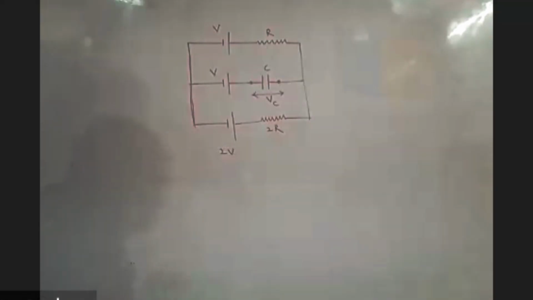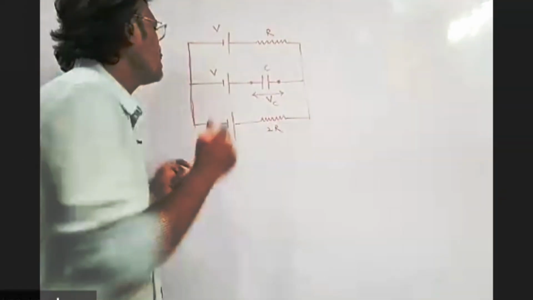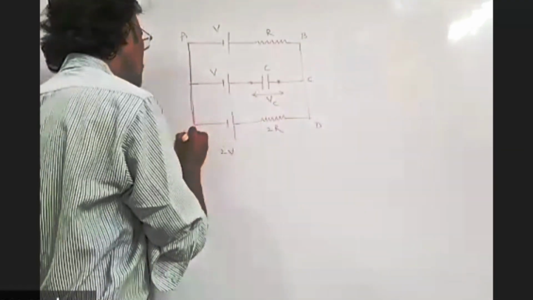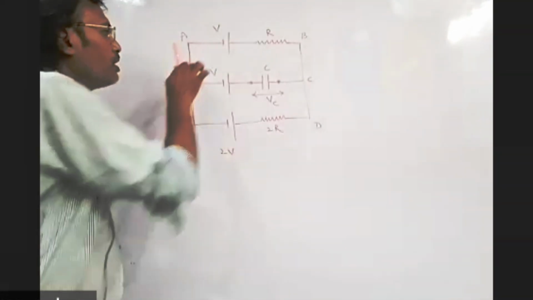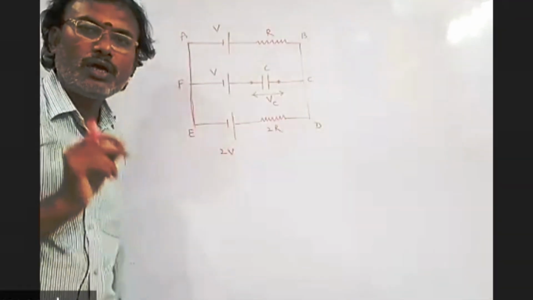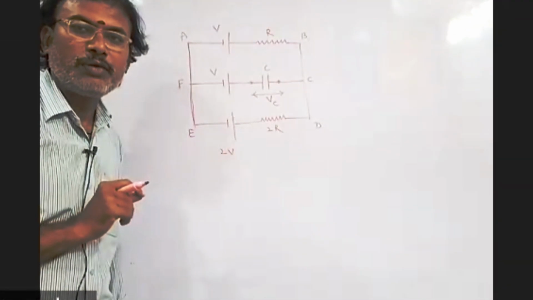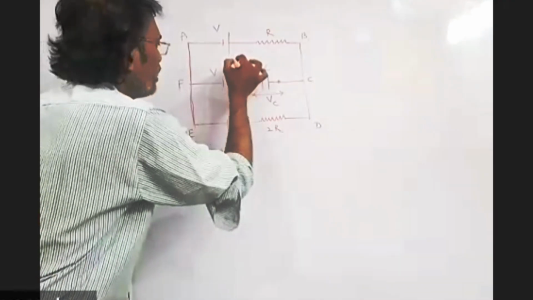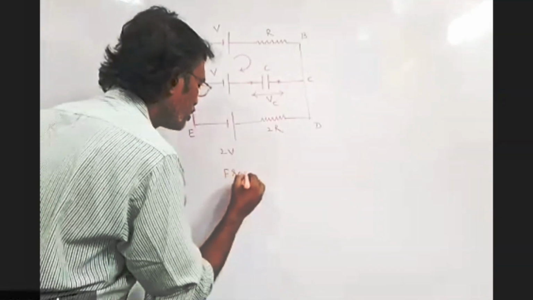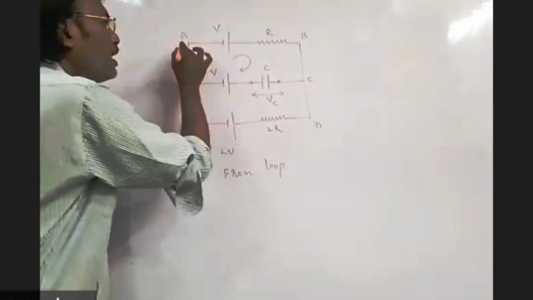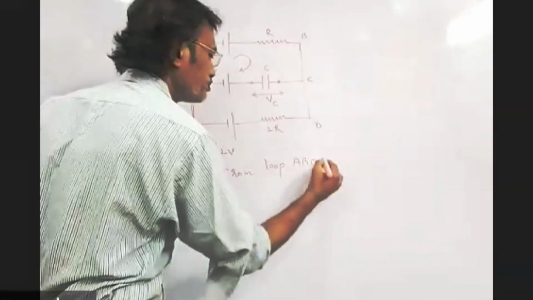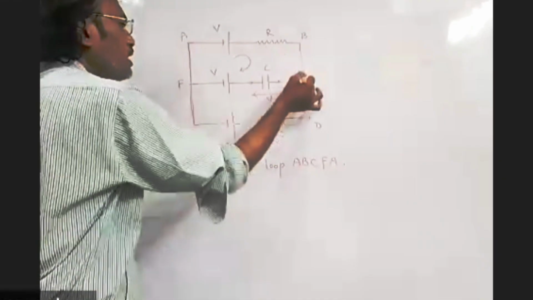So first, I'm applying Kirchhoff's second law for this. For that, I'm naming the loop here A, B, C, D, E, and this is F. A, B, C, D, E, F. I'm taking the loop. Okay, now listen clearly. At first, I'm taking the upper loop in this direction. So I'm taking the loop A, B, C, F, A.